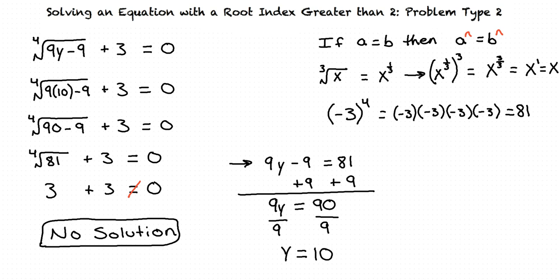Okay, I think I understand. First, if there's one radical, we need to isolate it to one side of the equation. Then, using the property if a equals b, then a to the n equals b to the n, we determine what n to use based on the root index. If we choose the right value for n, it should eliminate the radicals from our equation. Then we isolate the variable to one side and solve for it using the necessary mathematical operations. You got it!